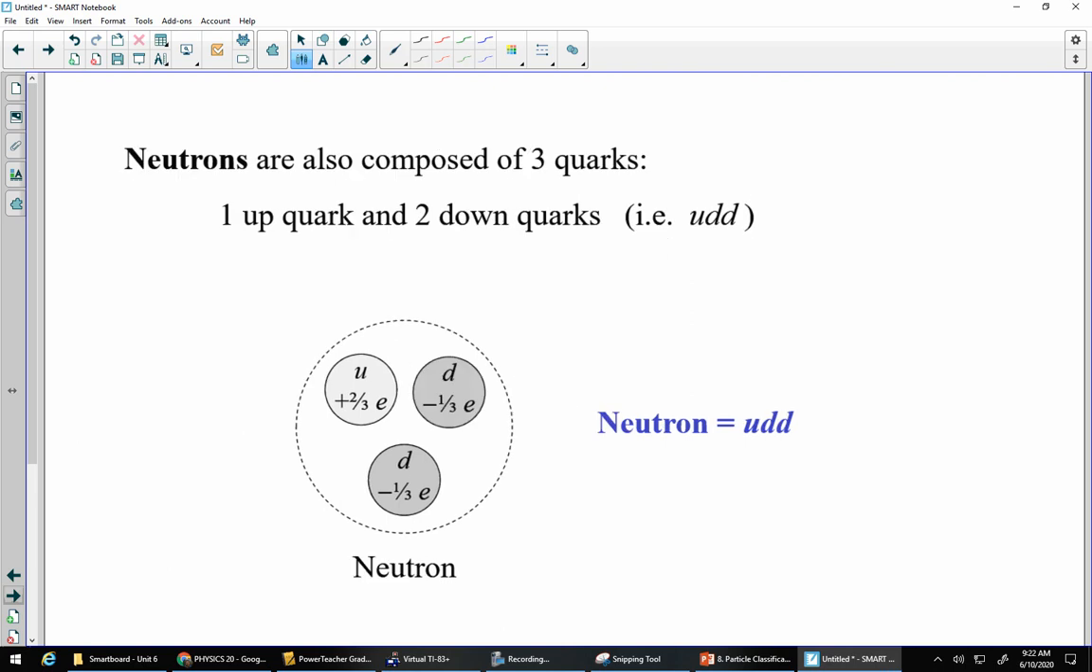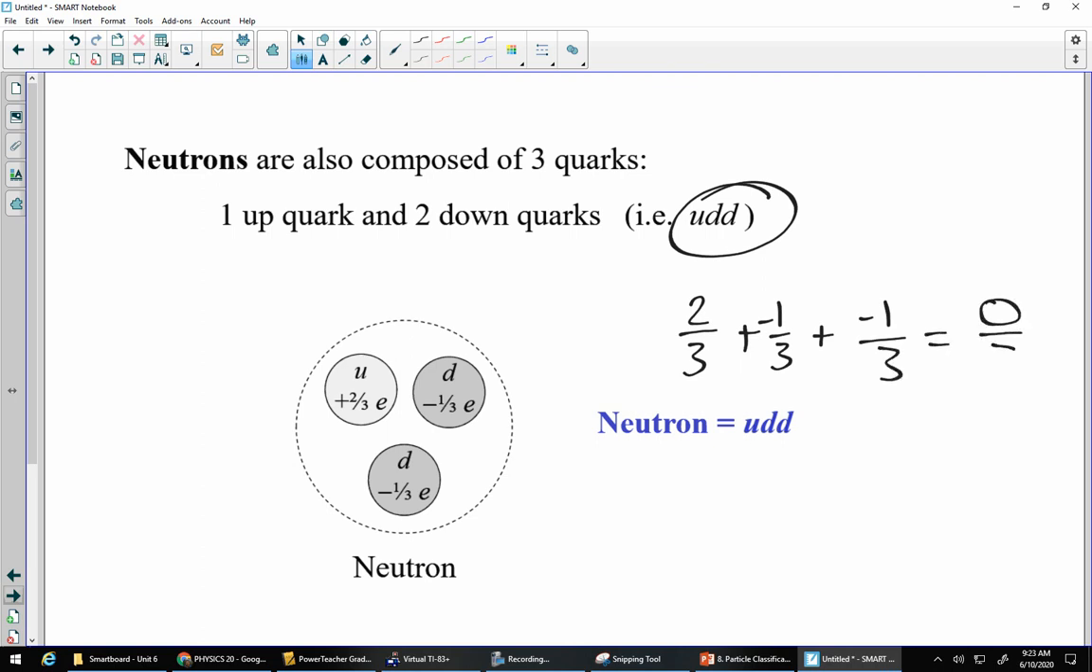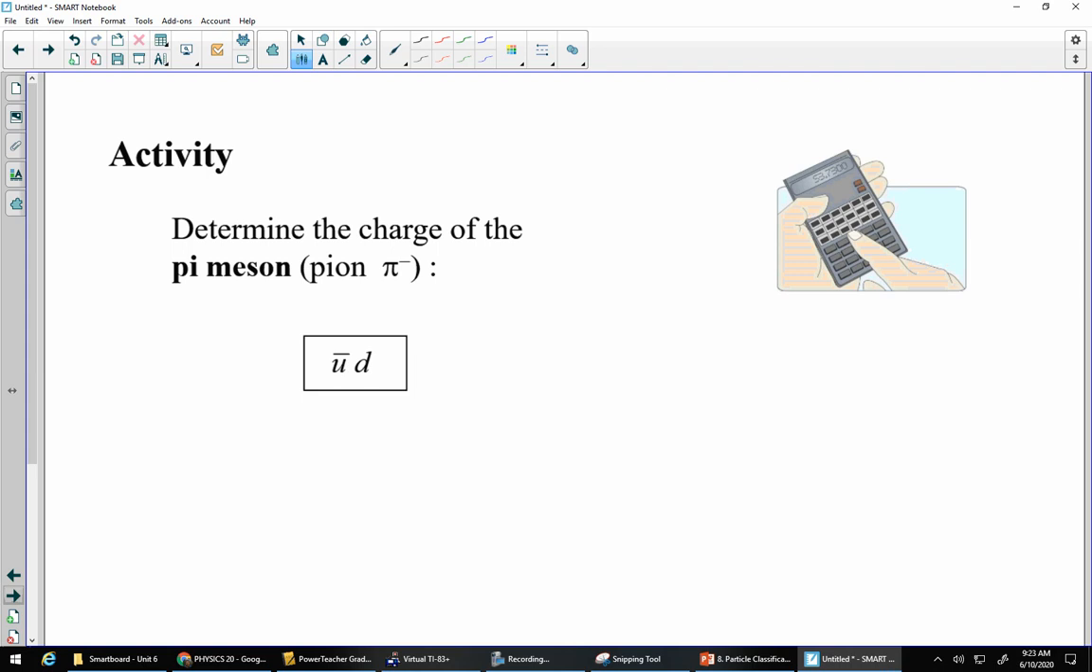When I look at a neutron, also composed of 3 quarks, I've got up, down, down. So there's positive 2/3 plus negative 1/3 plus negative 1/3, which equals 0/3, which is just a charge of 0. Perfect. So there are no charges inside of a neutron. It's just that the charges add up to 0, which is pretty cool.